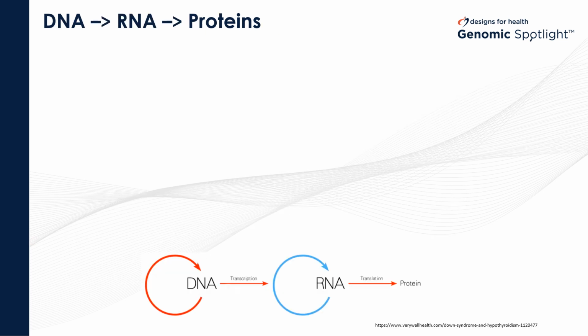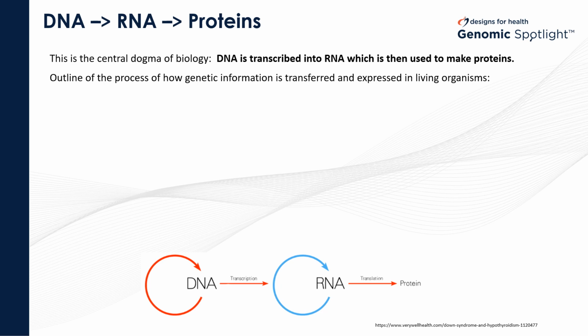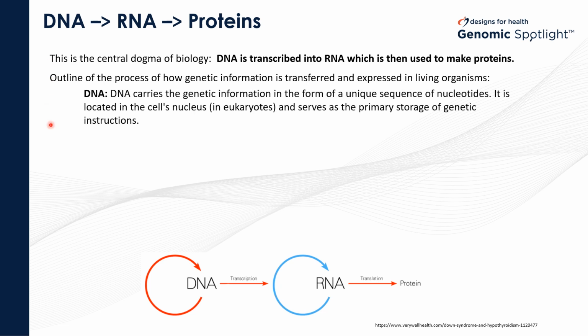The process of turning our genes into functional products like proteins is what is known in biology as the central dogma of biology. The outline of the process of how genetic information is transferred and expressed in living organisms is as follows. First, DNA carries the genetic information, as we all know, in the form of a unique sequence of nucleotides or letters, and it's located in the cell's nucleus and serves as the primary storage of all our genetic information.